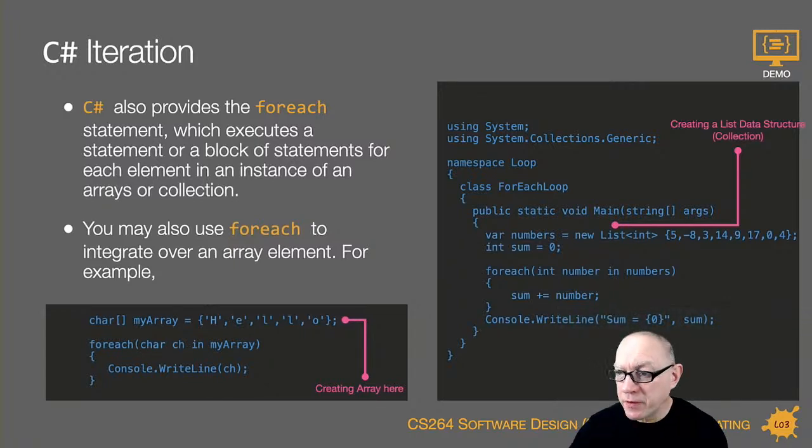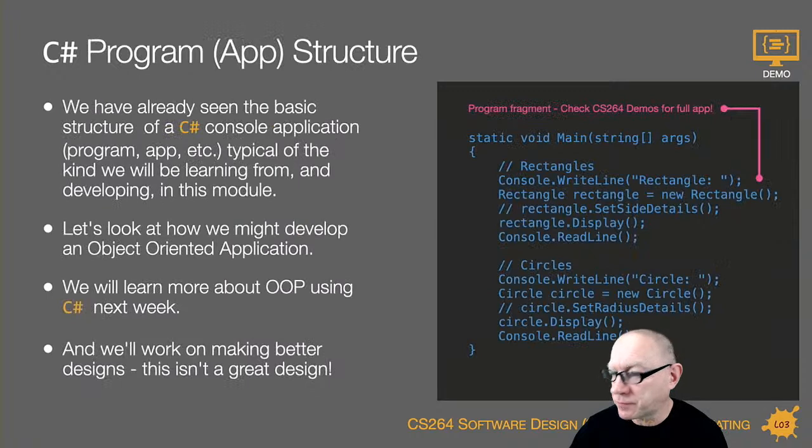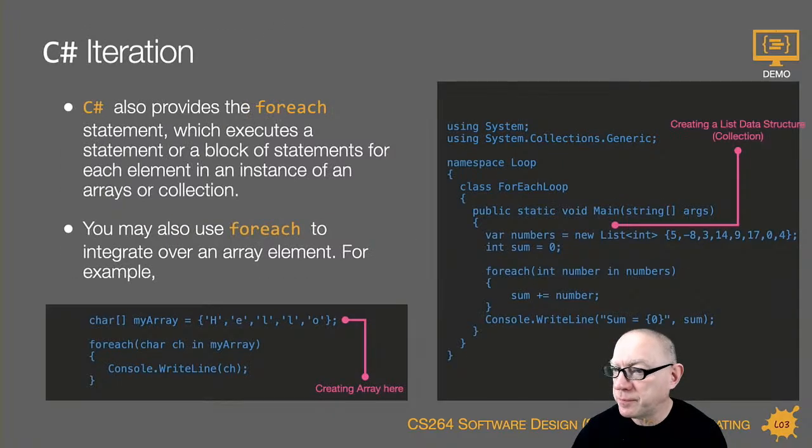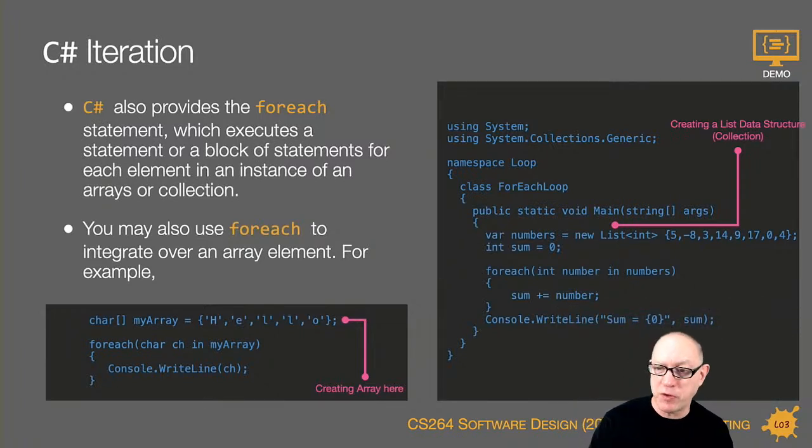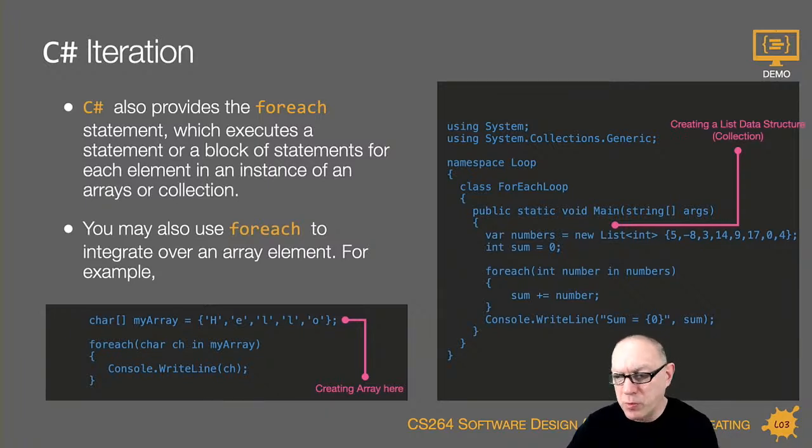So the foreach statement is really nice. It allows us to execute a statement or a block of statements for each element in an instance of an array or a collection. So if it's enumerable, so that you can iterate over it, then that works very well for us as well.